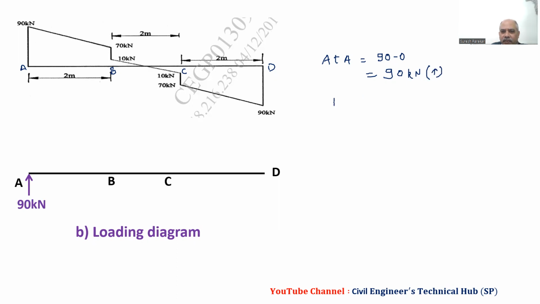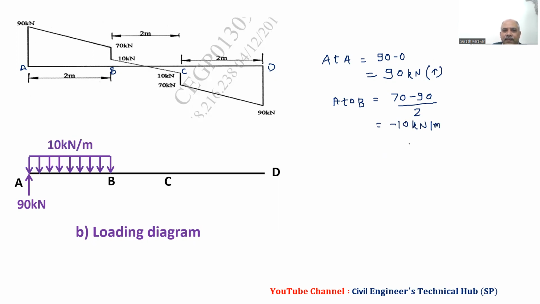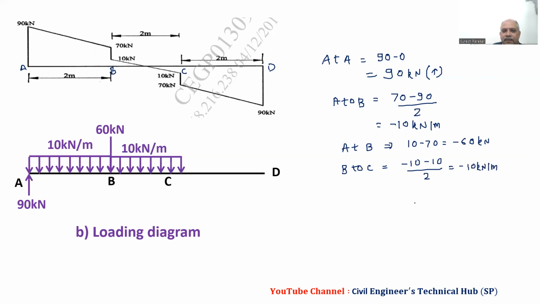Then between A to B, final shear force we have 70, initial we have 90, and span is 2. So this will be minus 10 kilonewton per meter, so it is downward. Now at B, we have final minus initial, minus 10 minus 70, so minus 60 kilonewton, so it is downward. Then we have B to C. We have final shear force minus 10, initial minus 10, and span 2. So again it comes minus 10 kilonewton per meter.